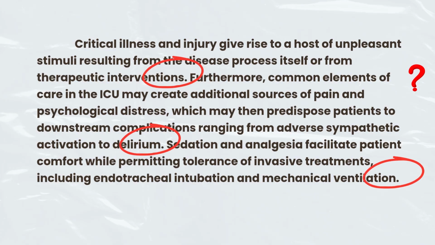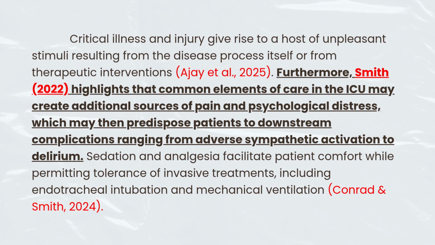So for example, if you were to state that common elements of care in the ICU create sources of pain and psychological distress, and these then predispose patients to downstream complications ranging from adverse sympathetic activation to delirium, that would be considered a factual claim that requires a citation. That's not common knowledge, so it needs evidence.